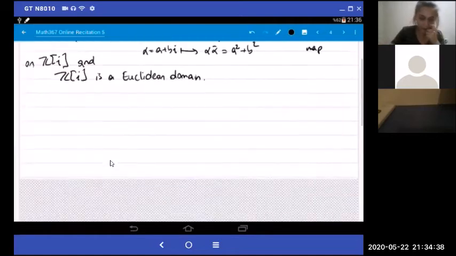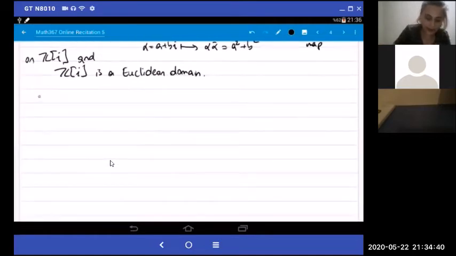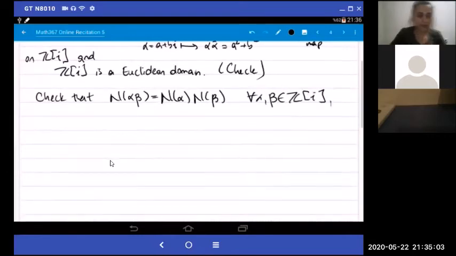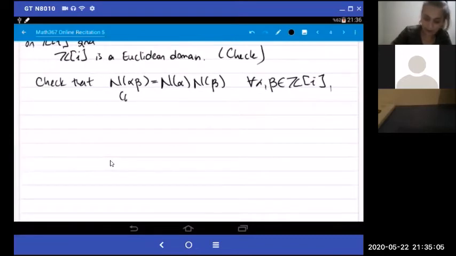Okay? And again, check that. This is a homework. Also check that N(alpha beta) is equal to N(alpha) times N(beta) for all alpha, beta in Z[i]. Okay? That is, N is multiplicative.